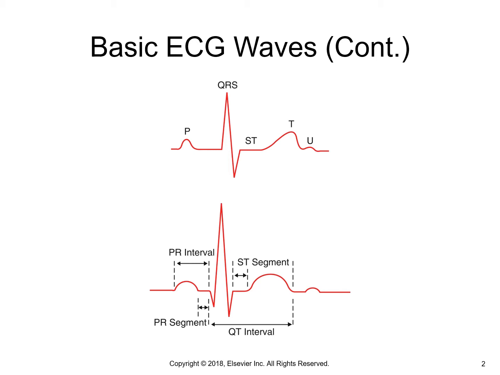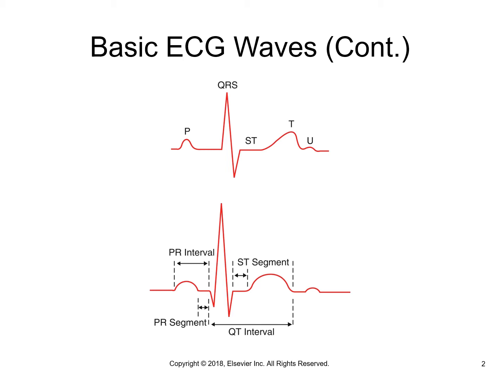Okay. Your PR interval is the time it takes for the impulse to conduct through the AV node to the ventricles, and that is generally less than 0.2 seconds. So it's basically the start of the P wave to the beginning of the QRS. Okay, that's the PR interval. You might also see it as PRI.